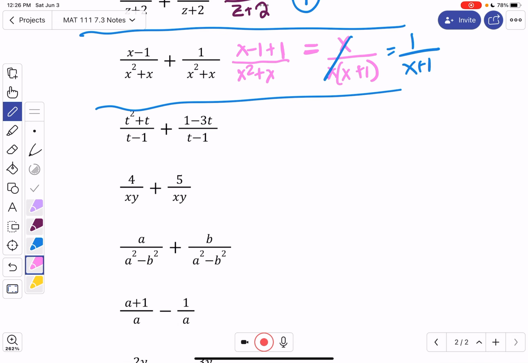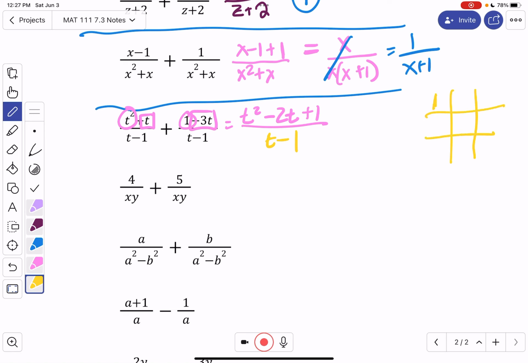Next problem, same thing. If we're combining like terms, we have a t squared. Then we have t plus -3t, which would give us -2t, plus 1. Then on the bottom, we just carry that across, t minus 1. Now we want to factor the top so we can simplify. So a times c. Factors of 1 would be -1 and -1. Greatest common factor, multiply up, multiply across, and we're left with t minus 1, t minus 1.